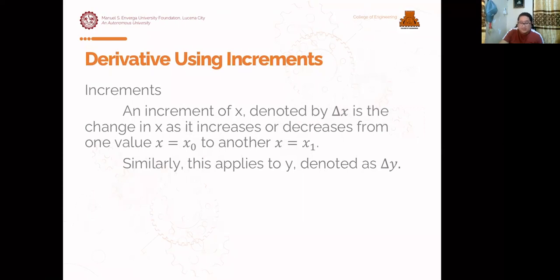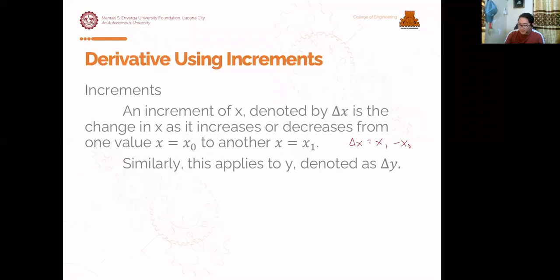So, una, define muna natin si increment. An increment of x, denoted by change x or delta x, is the change in x as it increases or decreases from one value, x is equal to x sub 0, to another value of x is equal to x sub 1. So, si delta x daw is yung change nung sa point natin. Kung meron tayong change ng one value from x sub 0 to x sub 1, ang delta x natin, or yung change in x natin, will be equal to x sub 1 minus x sub 0. Okay? So yung difference nung dalawa.